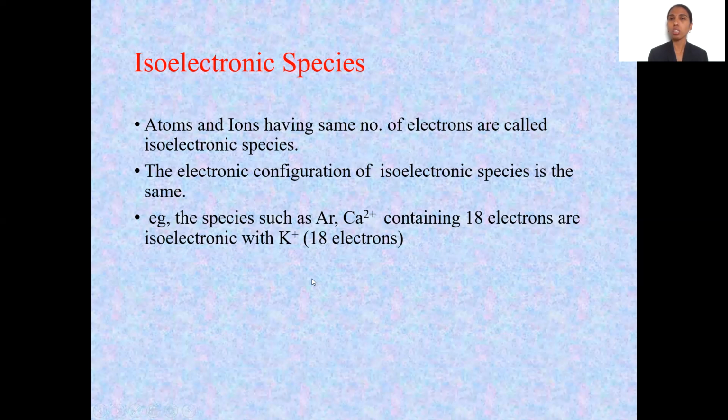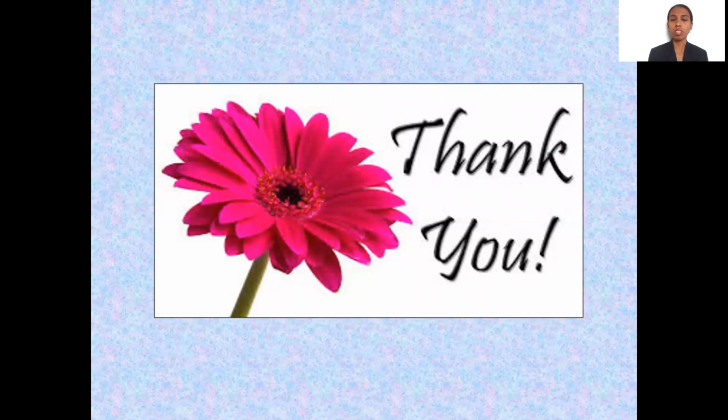So argon, Ca2+ and K+ are isoelectronic species because they contain the same number of electrons. Argon has 18 electrons, Ca2+ has 18 electrons, and K+ also has 18 electrons, which means the same electrons in all these 3 species. So they are isoelectronic with each other. So with that, this is the end of this chapter. Thank you.